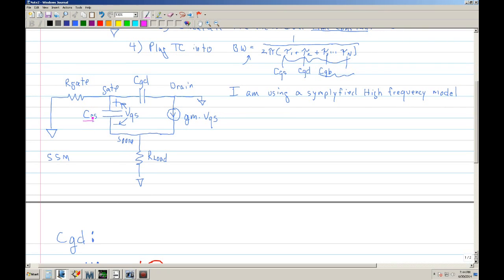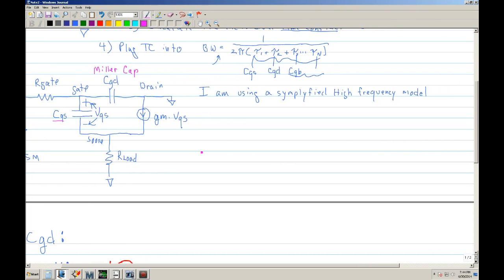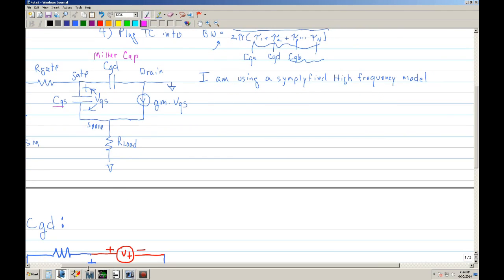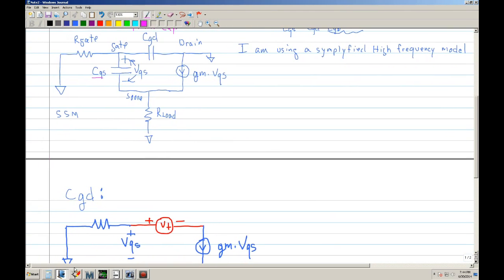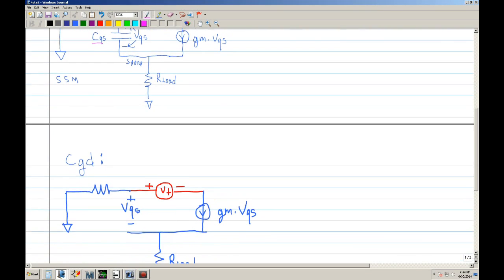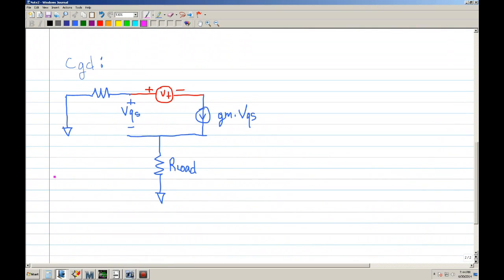Concentrating on the gate to source and gate to drain. This is also known as the Miller cap, is another name. Once you have that, I'll go ahead with the analysis, or how to calculate it. The first one I will do is the analysis for CGD.